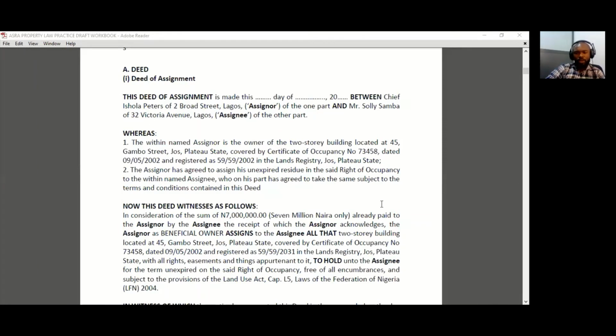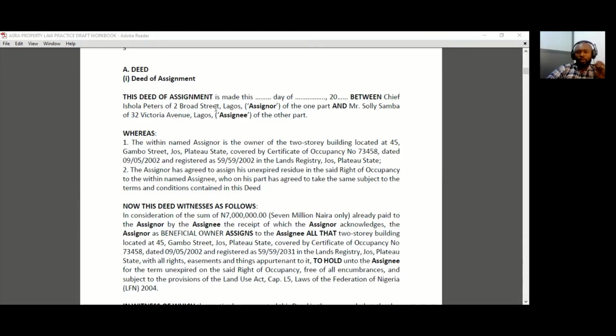Today, I'll be showing you how to draft a deed of assignment. And we begin with just the introductory part. Now, the introductory part of a deed contains 4 clauses: the commencement clause, the date clause, the parties clause, and the recital.